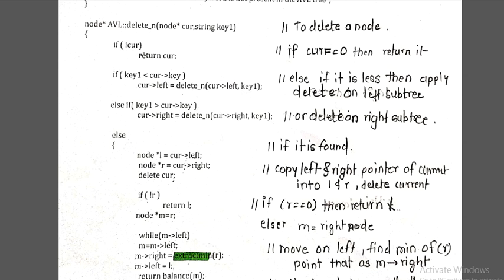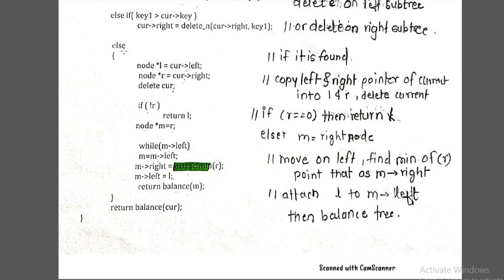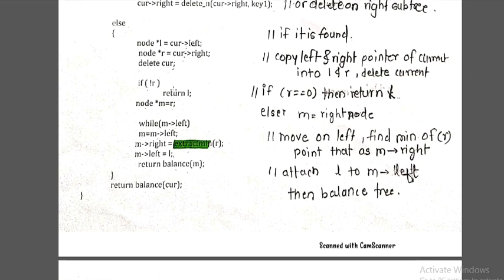Now if the key is found, that means it is not less than and not greater than, so that is the else condition. If the key is found, what do we have to do? We have to copy the current's left. The key is found means current is giving the key value. So current's left and right pointers are stored in L and R, and then we delete that current node. After deletion we have to link them again, so the linking should be done properly. How are we going to link them?